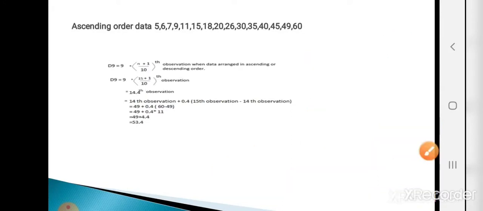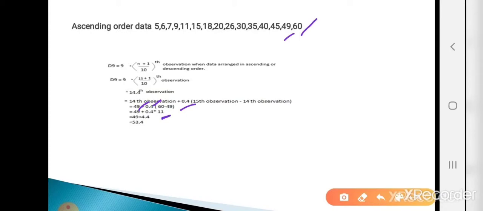So which one is the 14th observation? The 14th observation is 49, plus 0.4 as it is, into, in brackets, which one is the 15th observation? 60. So 60 minus 49. Okay, now the next is 49 plus 0.4 into 60 minus 49, that is 11. So 11 into 0.4, that is 4.4. So last, 49 plus 4.4, that is 53.4.